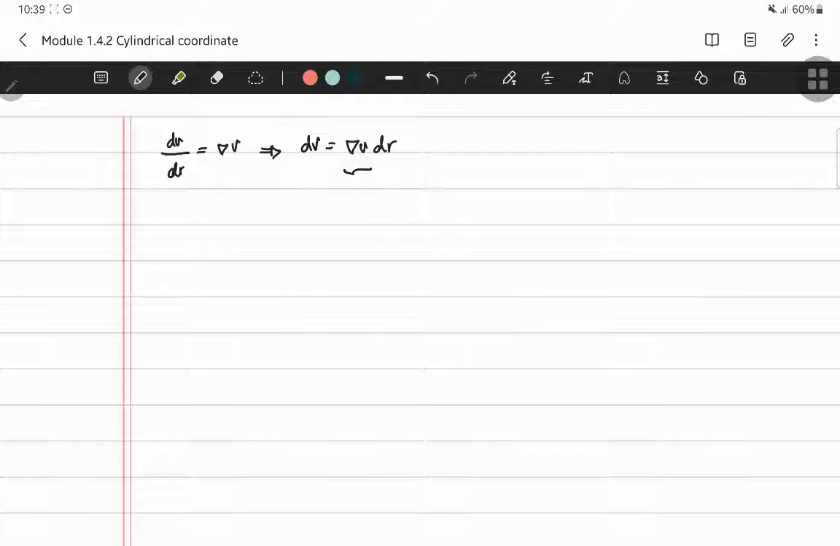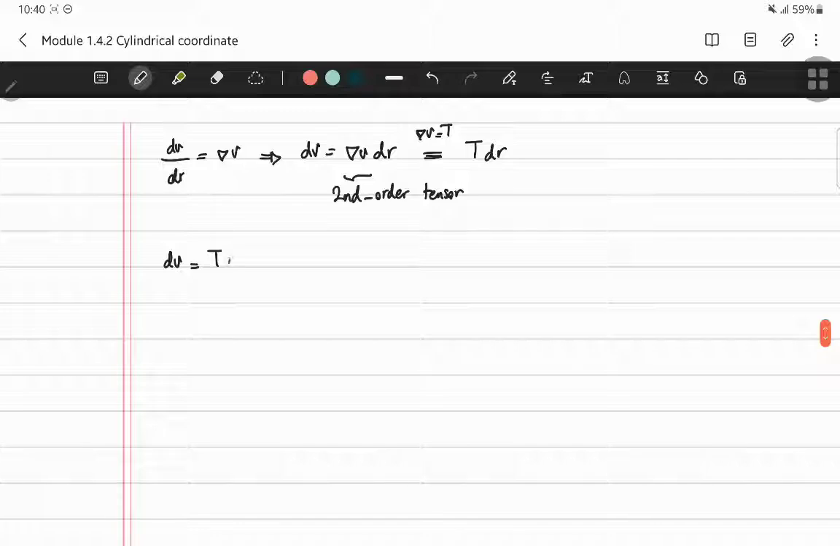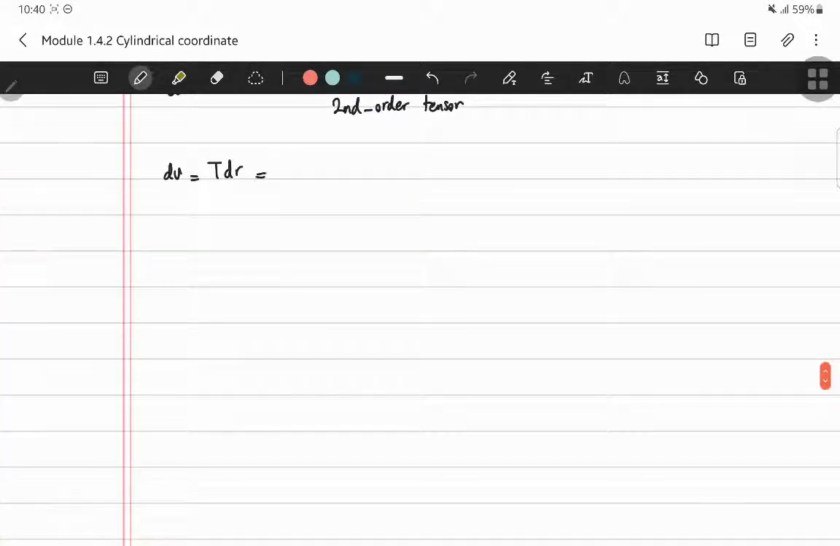So since this is a second order tensor, I can simply substitute this del v with T, so I can write it T dr. And remember here, I did not put this dot here because now we have a tensor times a vector field. So it is not a vector dot a vector. The dot product is only defined for two vectors. All right, so we have dv, which is basically T dr. And here we have T, and this dr definitely is a vector.